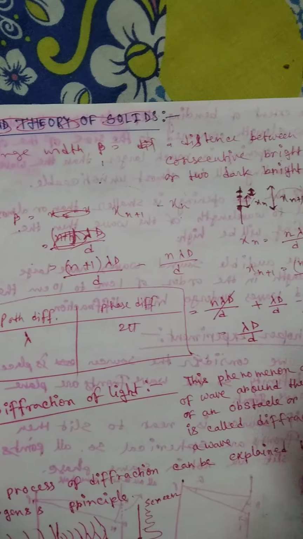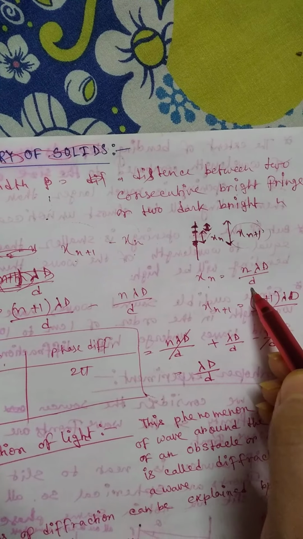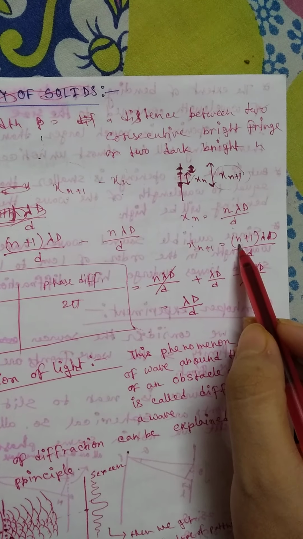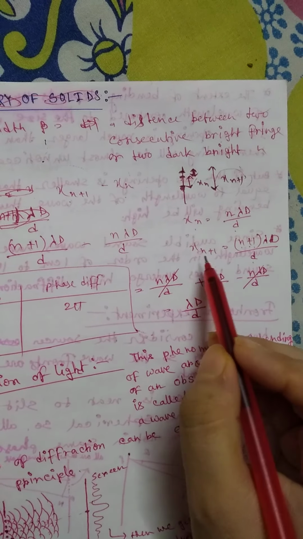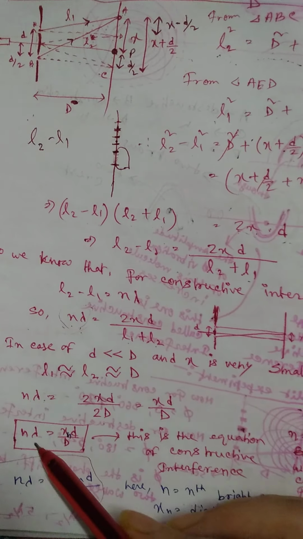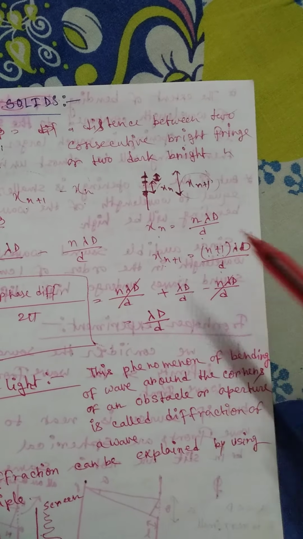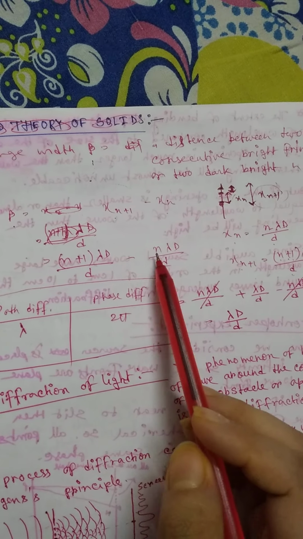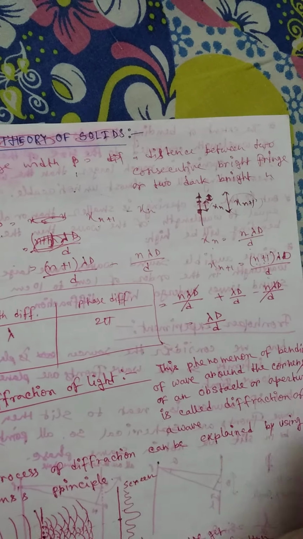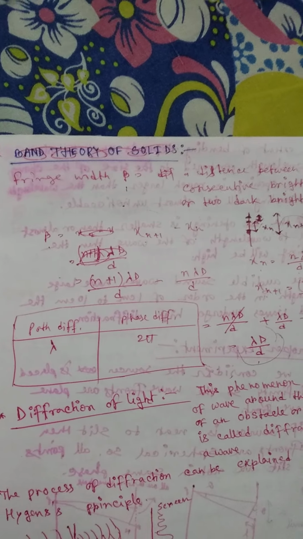So xn plus 1 equals what? We know xn equals n lambda D by d, right? So xn plus 1 equals n plus 1 into lambda D by d, because this indicates the n plus 1th bright fringe and n represents the number of the bright fringe. So now beta equals n plus 1 into lambda D by d minus n lambda D by d. If we solve this equation, we get lambda D by d. So this is the fringe width.